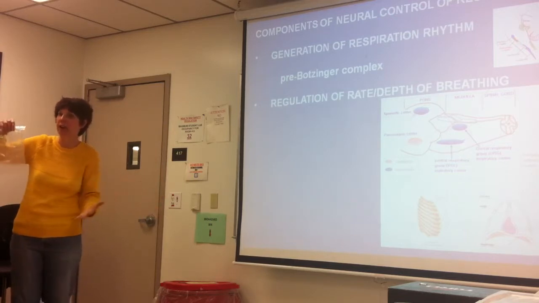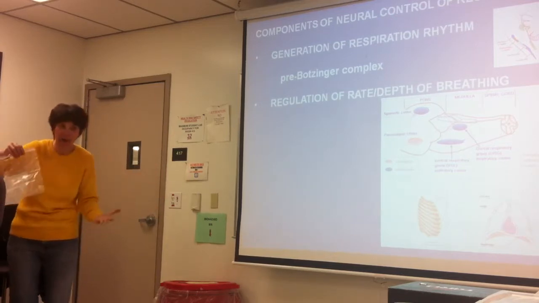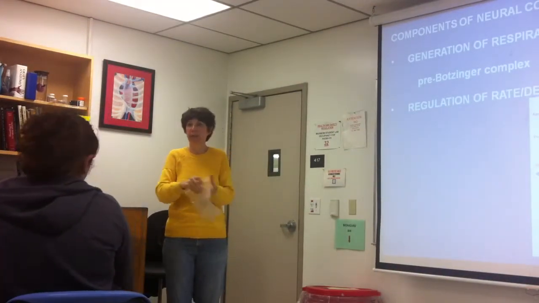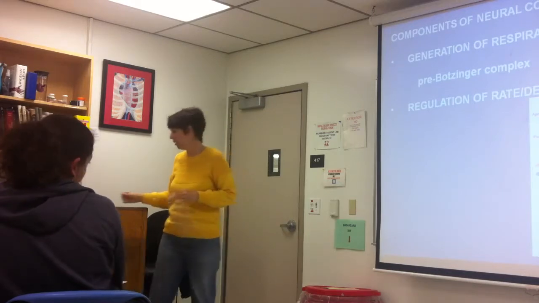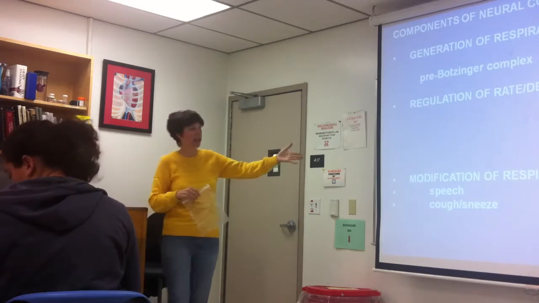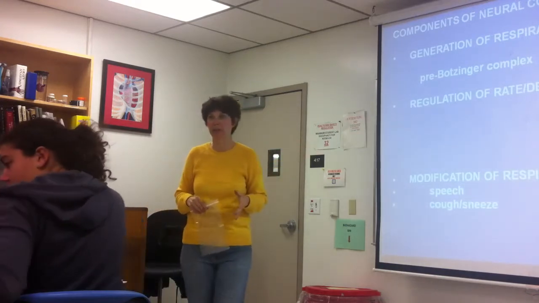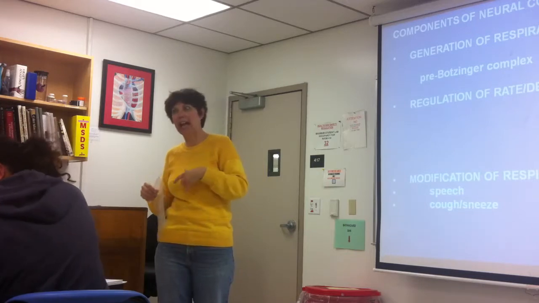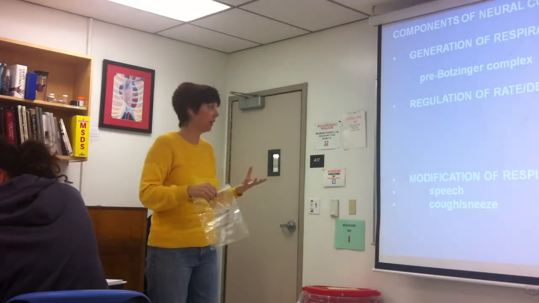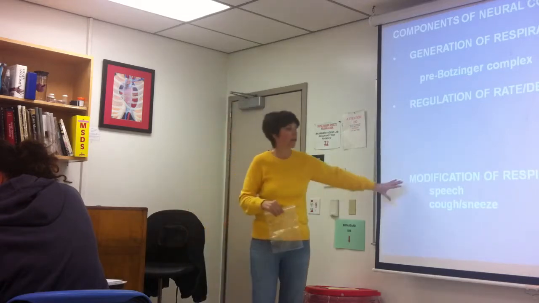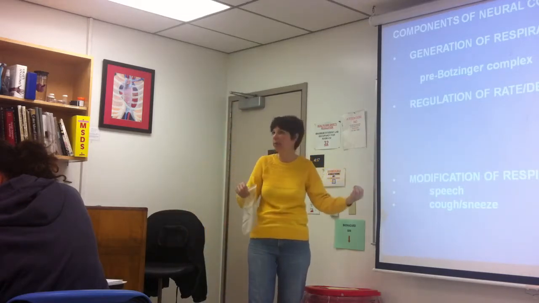So can I breathe harder? Can I force air out? Could I suck air in? So those are the changes that the ventral respiratory group is affecting. And then the third thing is the modification of respiratory movements. So I have an irritant and I cough, or I laugh, or I sneeze, or I talk. And those things are going to modify further other than just chemicals.